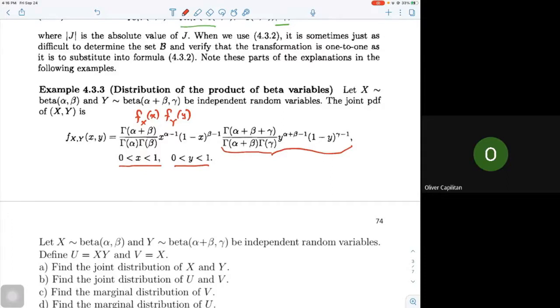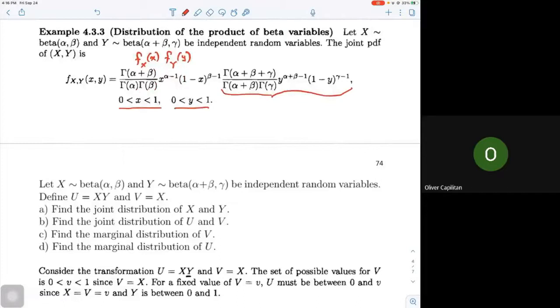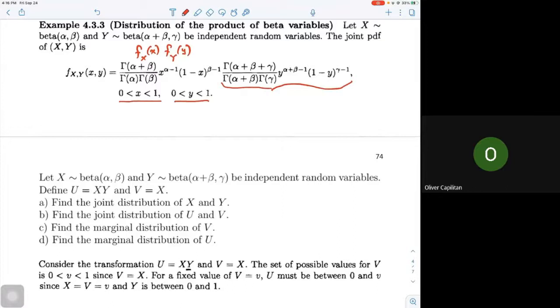Okay, so let x be given, and we define now, as again this example in the book, which I modify in such a way that we're going to find the following distributions. Letter A, find the joint distribution of x and y. We already got that. Letter B, find the joint distribution of u and v. Find the marginal distribution of v, and then find the marginal distribution of u. We define u here to be the product xy, and then v to be equal to x.